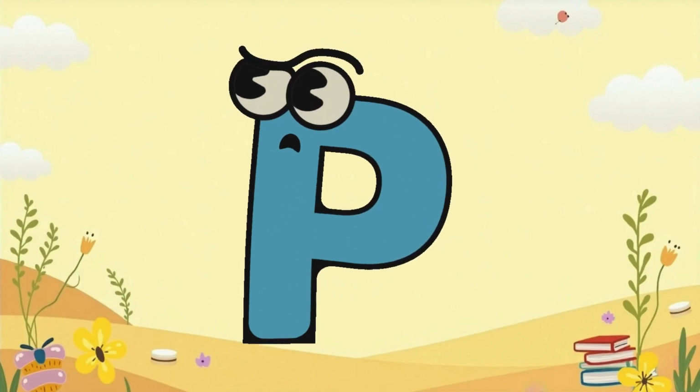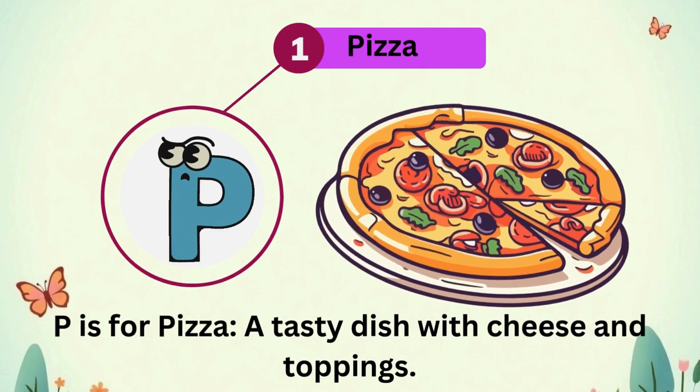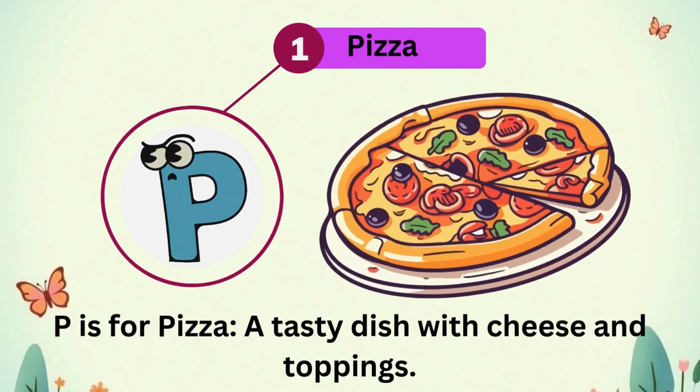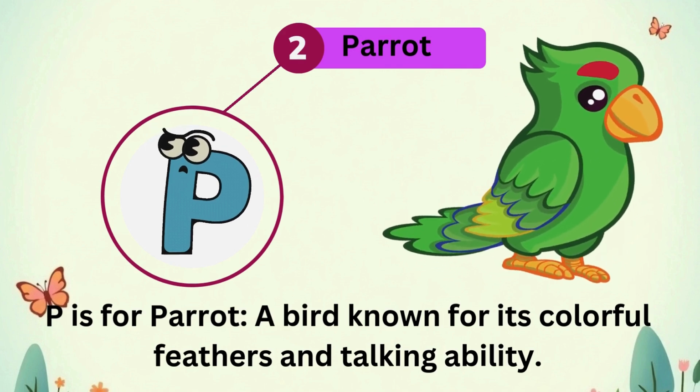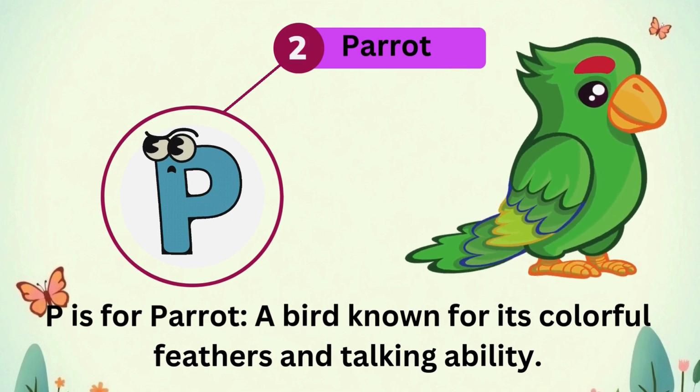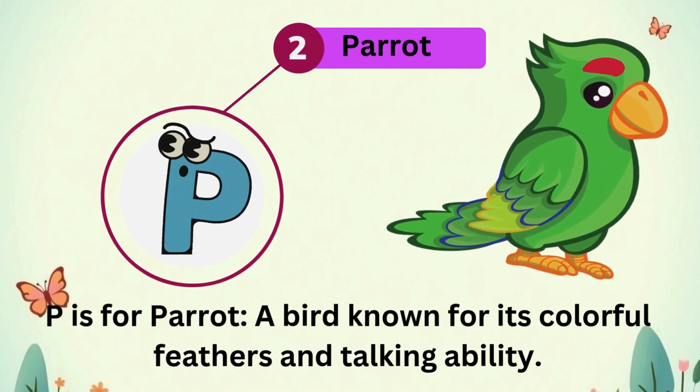P. P is for pizza, a tasty dish with cheese and toppings. P is for parrot, a bird known for its colorful feathers and talking ability.